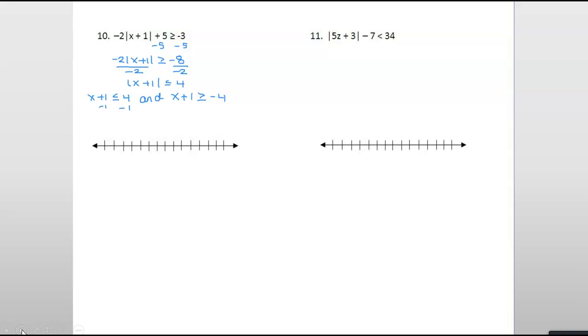Subtract 1 from both sides. And I get that x is less than or equal to 3, and x is greater than or equal to negative 5. So what that means is that x has to be smaller than 3, but bigger than negative 5.